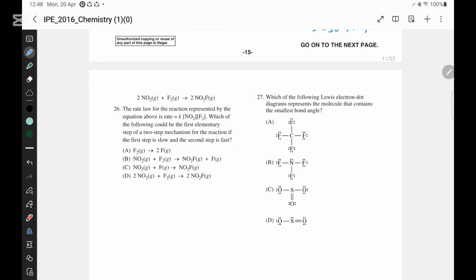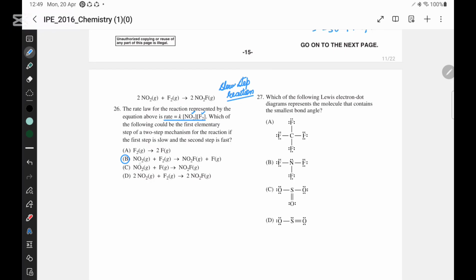The rate law for the reaction represented by the equation above is rate is equal to K concentration of NO2 times F2. Which of the following could be the first elementary step of a two-step mechanism? First of all, this rate equation is coming from the slow step, because the slow step defines the rate equation. So it must contain NO2 and F2, with 1 mole each, because there is nothing at the power. So the right option is going to be B.